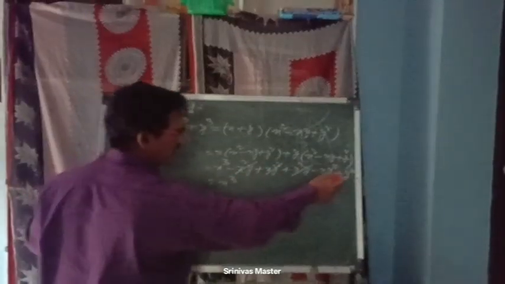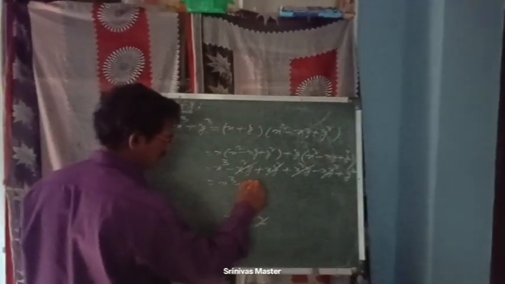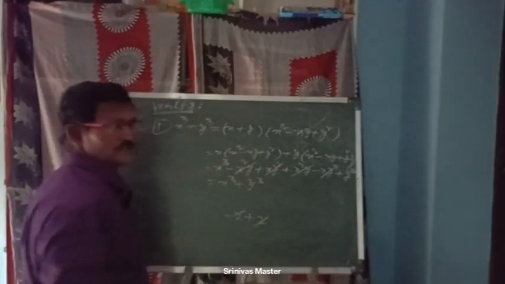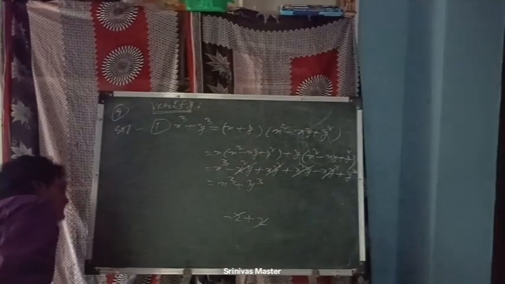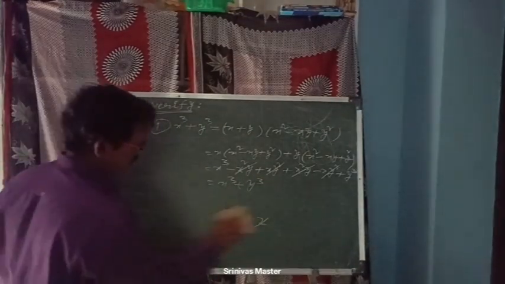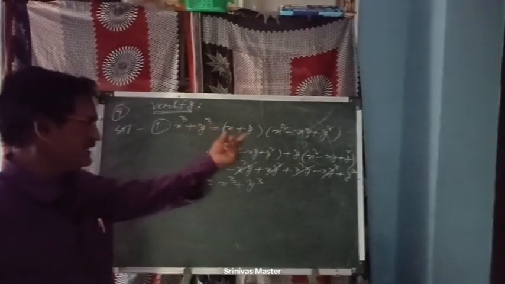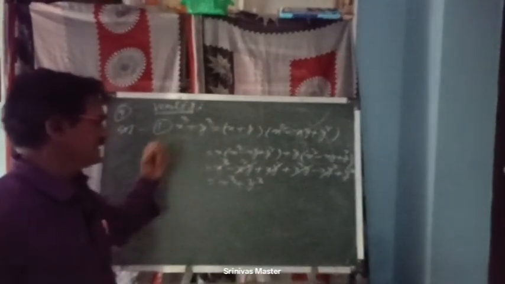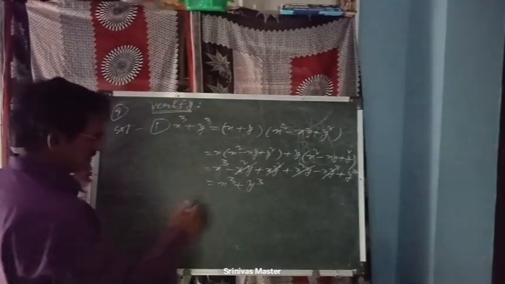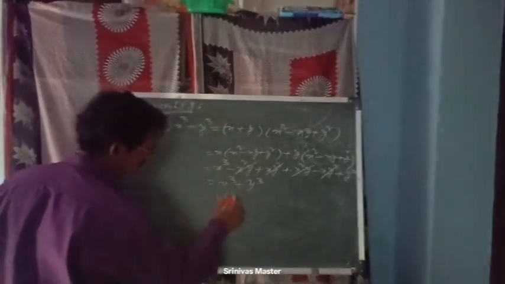What is left here now? x cube. Last one is plus y cube. x cube plus y cube. So this is the result. This is the verification. We can say that this is LHS, you are taking the RHS. RHS is equal to LHS. That is verified. Simply we can write verified.